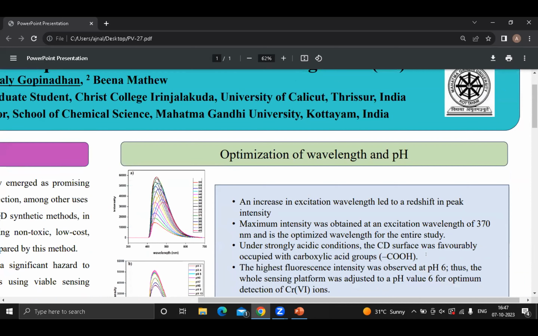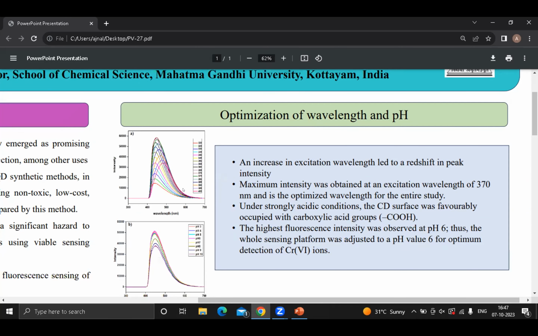So the other study was based on optimization of wavelength and pH. As in the first structure, the PL emission spectra of CDs at different excitation wavelengths are presented. The PL emission peak intensities varied with excitation wavelength ranging from 320 to 400. There was a peak at 370 nanometer, and it was the maximum intensity peak. So we considered this as the optimized wavelength for this entire study.